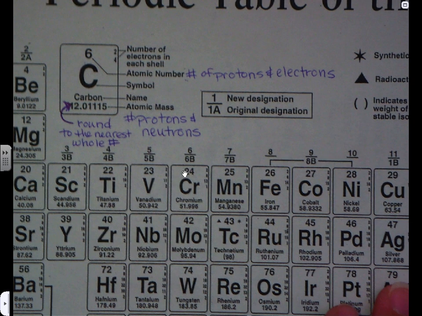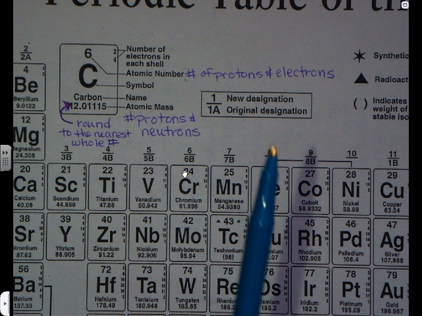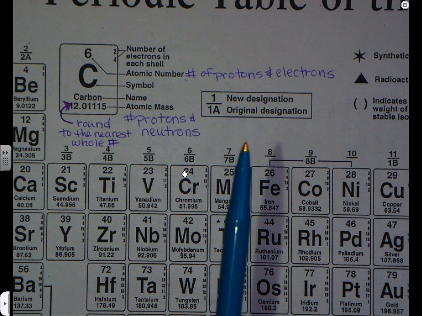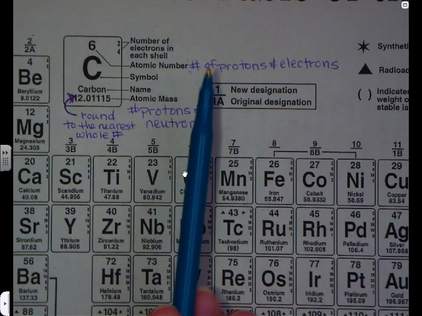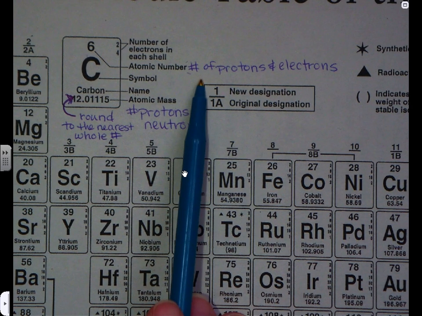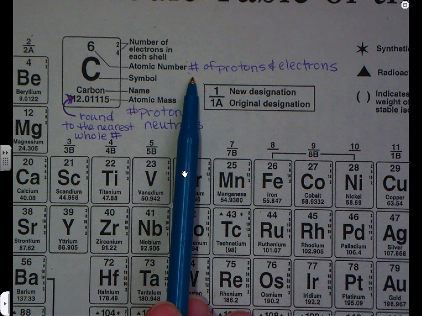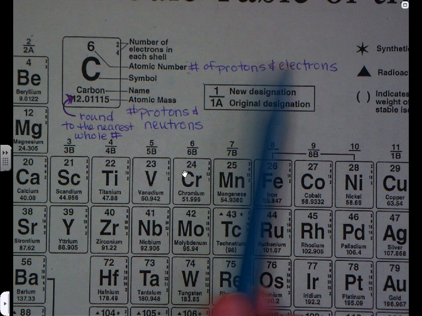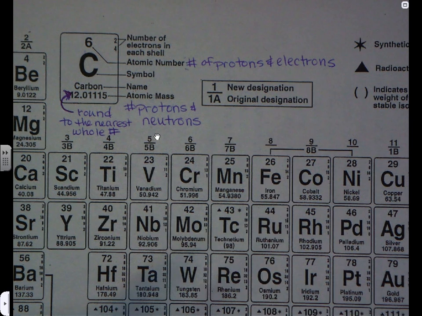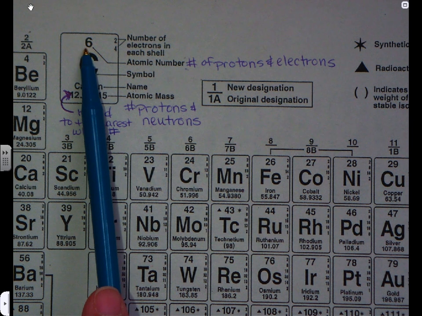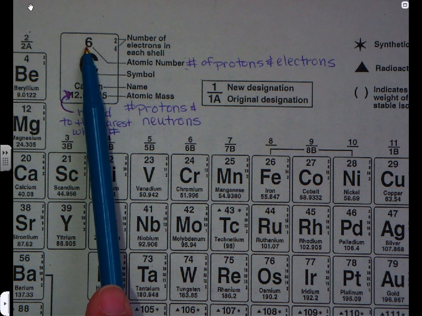So one of the first things that you guys wrote down was that the atomic number equals the number of protons. Now, we discussed a little bit yesterday, not only does it tell us the number of protons, it also tells us the number of electrons, okay? So 6 for carbon, it means that it has 6 protons and 6 electrons.